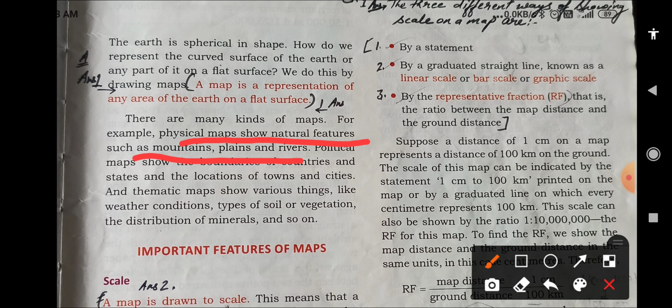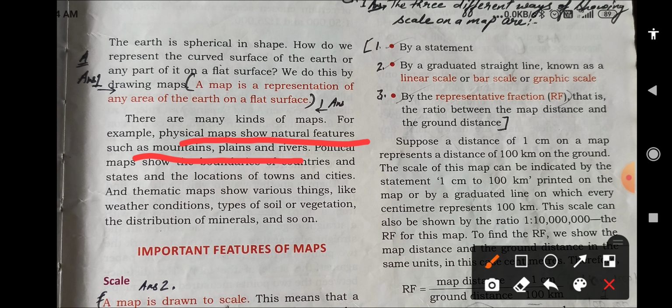This relation of 1 centimeter on the map representing 50 kilometers on the ground is the scale of a map. Scale can be written in three ways. There are three different ways of indicating the scale of a map. You can first identify it by a statement, or by a graduated straight line. Then the third one is by the representative fraction, also known as RF. So there are three ways from which you can identify the scale of a map.